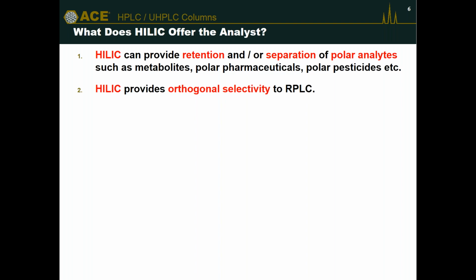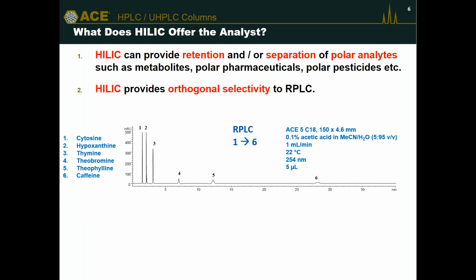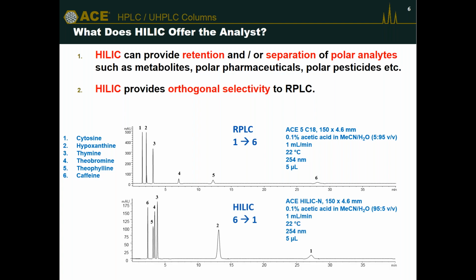HILIC also provides orthogonal selectivity to reverse phase chromatography. So what do I mean by that? Well, here we have a polar neutral mixture of 6 components. And in reverse phase LC, isocratic analysis, you can see the elution order and retention times of these 6 species. If we look at the same mixture, but in HILIC mode, you can see we get complete reversal of the elution order. So our analytes now elute 6 through 1. So a completely opposite elution compared to reverse phase chromatography. So HILIC can give us quite a different selectivity profile compared to reverse phase.